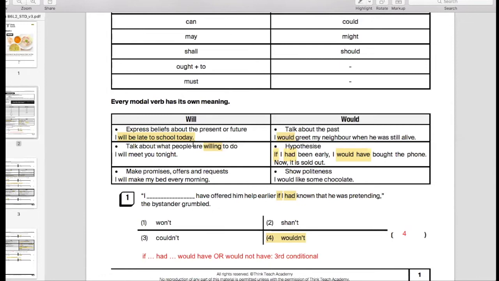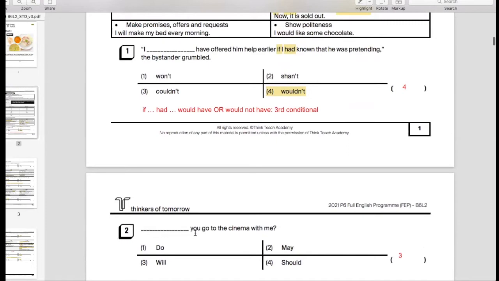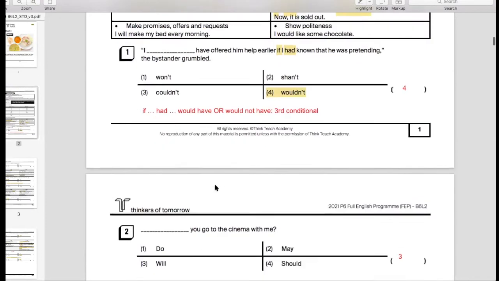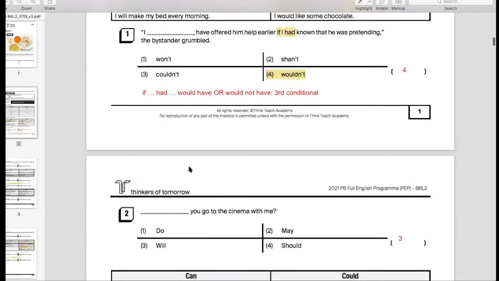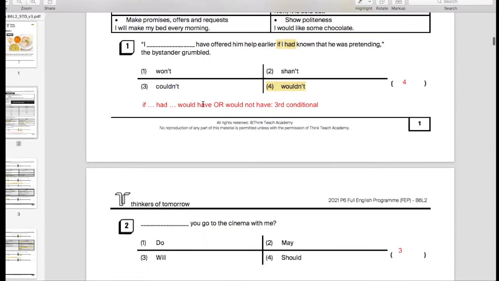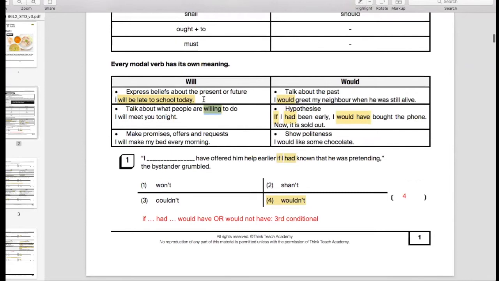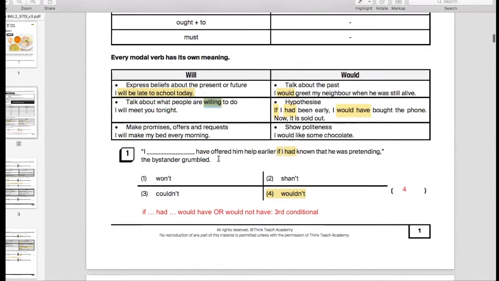Very, very simple. Question 2, also very simple. You go to the cinema with me. So I'm asking you whether or not you're willing to do something with me. That's why you use will: will you go to the cinema with me? Got it? So just take note how to use would and how to use will. The meanings, the definitions, and the examples are all here for you to read.